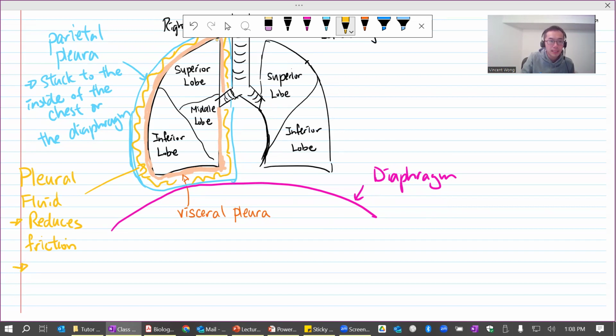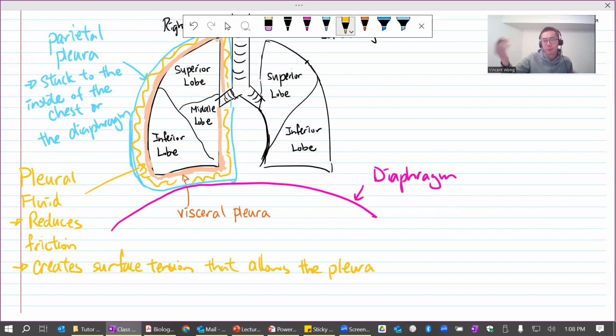But more importantly, it's wet, okay? It creates surface tension. That allows the pleura, the plural for pleura is pleurae, okay? One pleura, two pleurae. So it allows the pleurae to stick to each other.